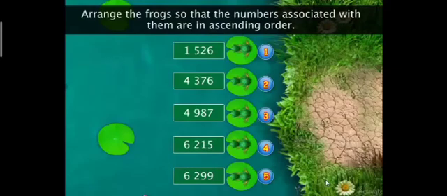So we have successfully arranged the numbers in ascending order. The smallest number will be 1526, then 4376, then 4987, then 6215, and the greatest number will be 6299. I hope now you can easily arrange the given numbers in ascending order by following some rules.